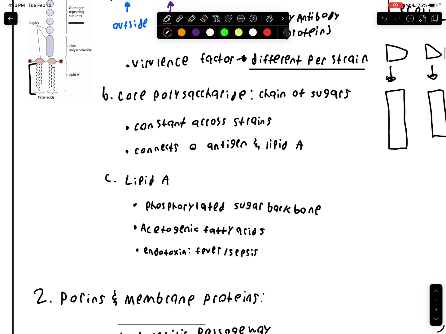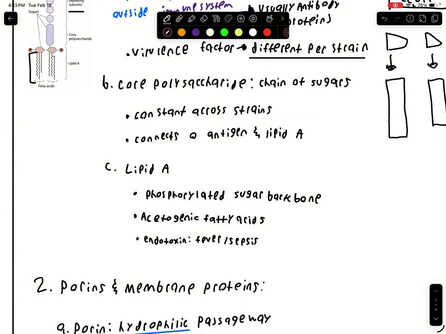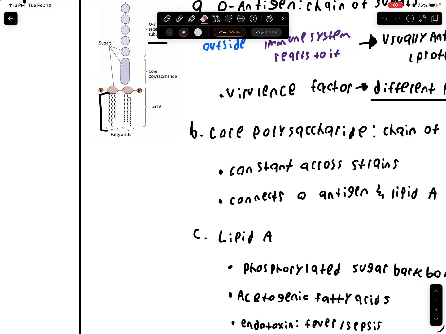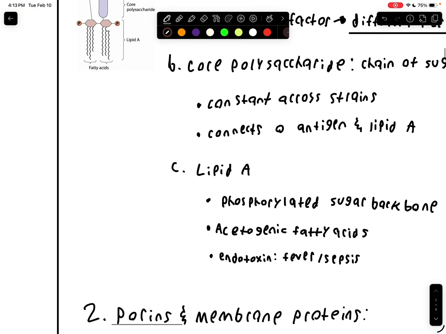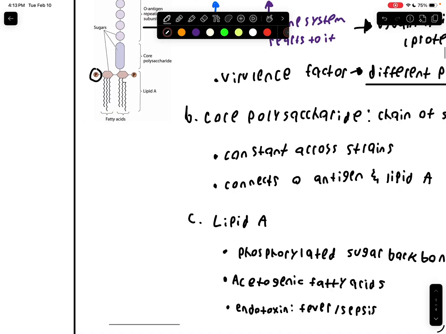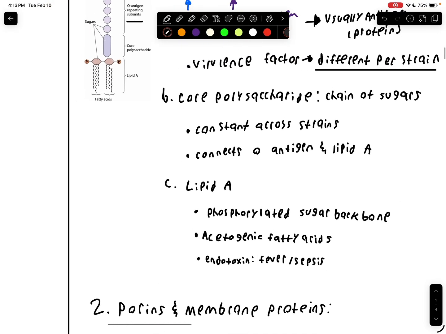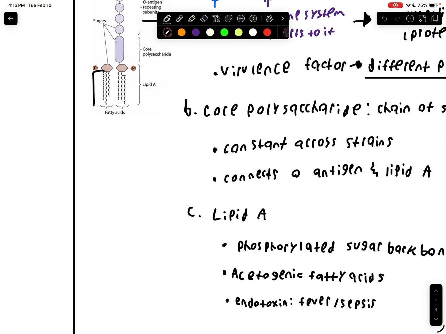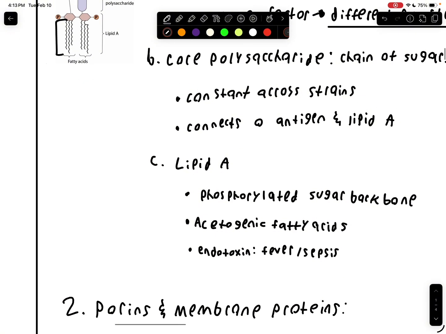family. Now, lipid A is a phosphorylated sugar backbone. So what does that mean? It means you have a sugar, as you can see over here. Same idea as before, it's a backbone of sugars, so it's a chain that goes side to side, and it's filled with sugars. Now, the phosphorylated part just means it has this phosphate group on the side, as you can see there. Now, you also have these acetogenic fatty acids.